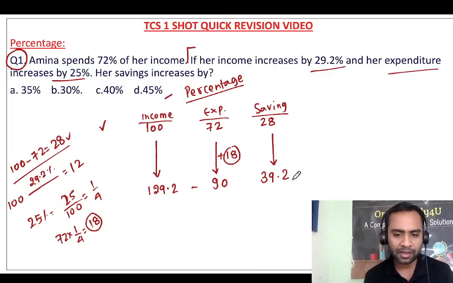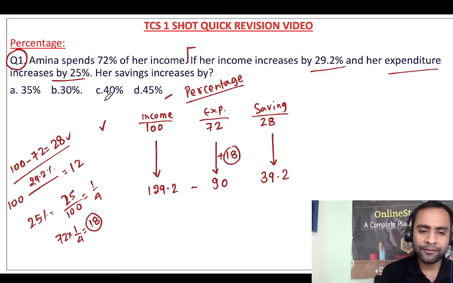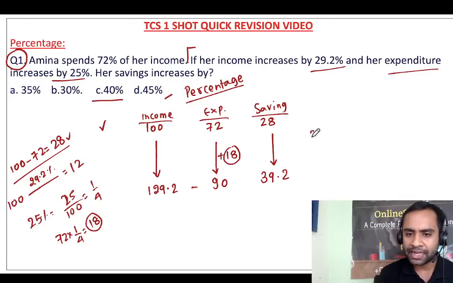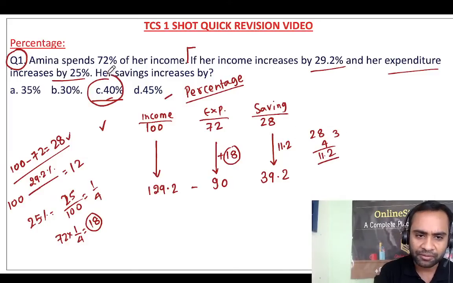Now what is the percentage? So I will go with the option. 28 into 4. So basically what is the increment? It is 11.2. Now I will just take the option. If I multiply by 4, then 4 8s are 32 and 8 plus 3 is 11. That means 40% will be the answer.